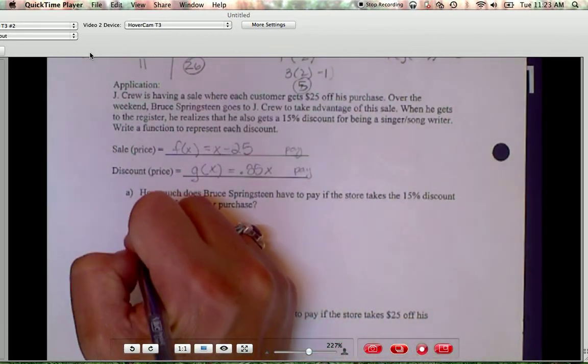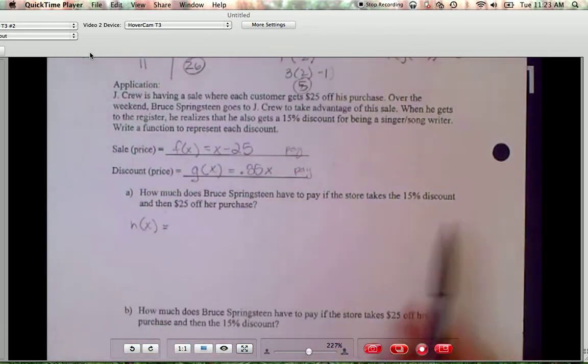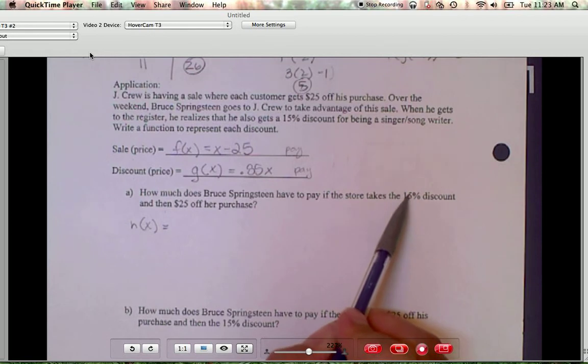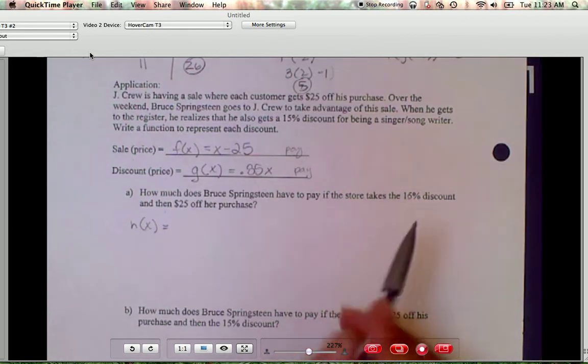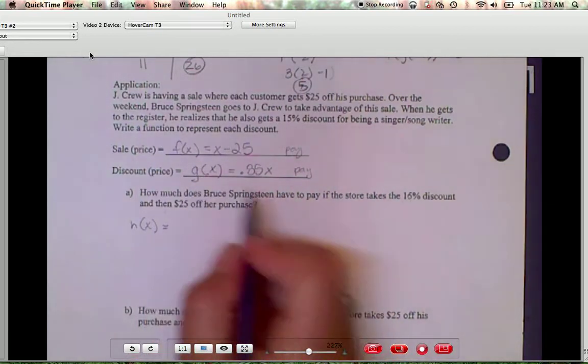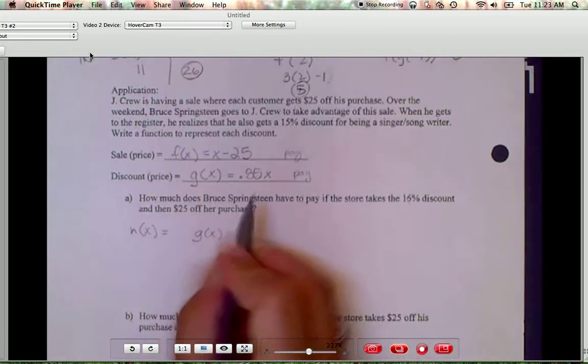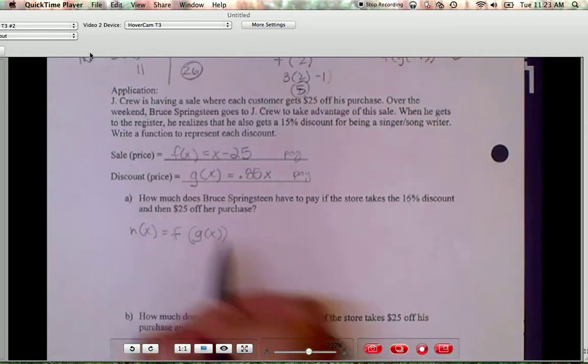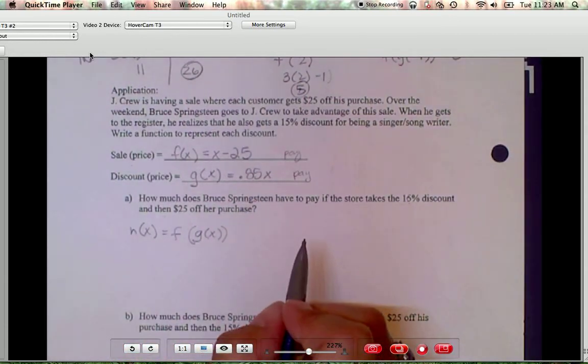So we're talking about this, h of x. If he gets the 15% discount first, that's going to be on the inside. That's the first function, so it would be on the inside. So that is the g function. So the g function would be on the inside because that happens first. And then the f function would be on the outside. So f of g of x.